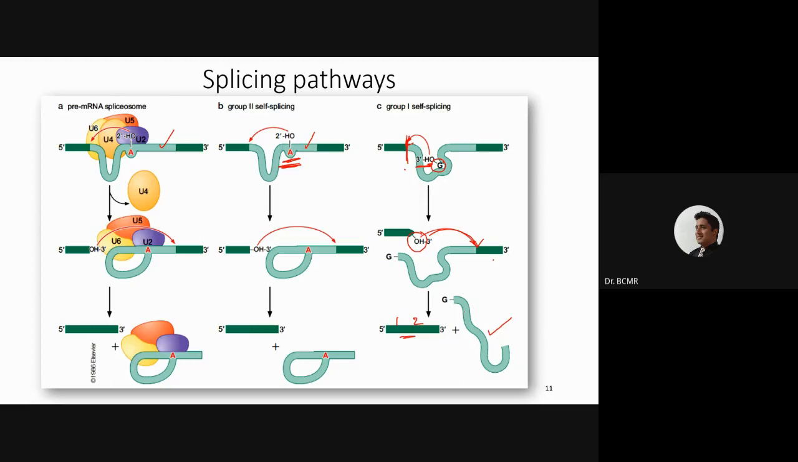You can see the difference also here. Here you have a lariat formation. So is the case with group 2 also, you'll find the lariat formation. Whereas in group 1 self-splicing, you find it different. It's not the same case, right? It has a kind of cap, a G cap, something like that. But there is a difference here.